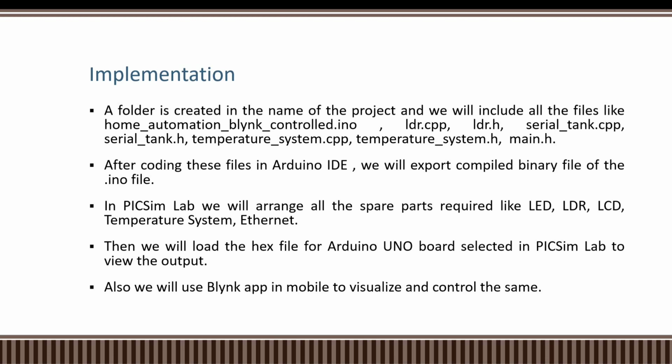Coding these files in Arduino IDE, we will export the compiled binary file of the .ino file. In PiximLab, we will arrange all the required components like LED, LDR, LCD, temperature system, and Ethernet. Then we will load the hex file for the Arduino Uno board selected in PiximLab to view the output. Also, we will use a Blynk app on mobile to visualize and control the same home automation system.